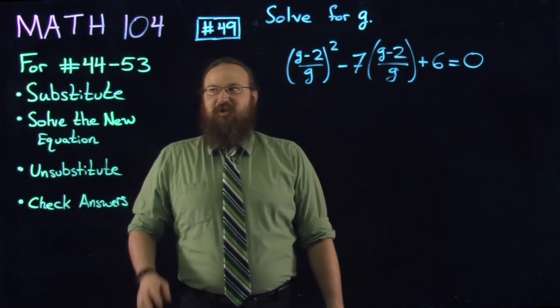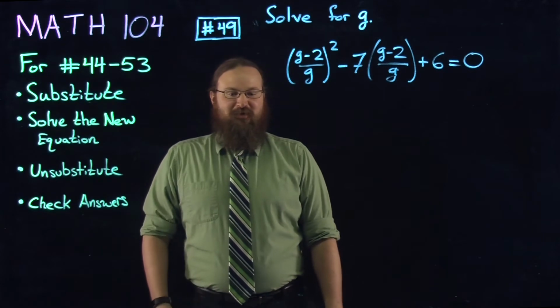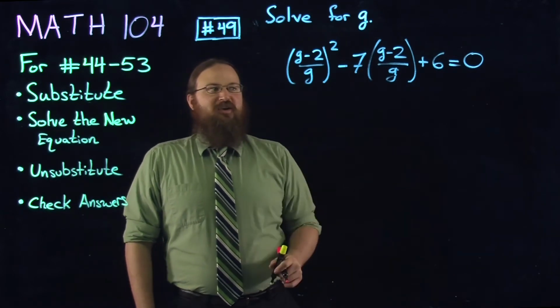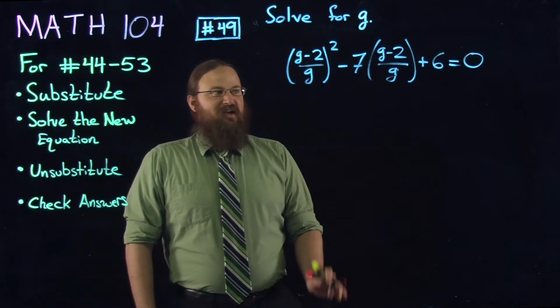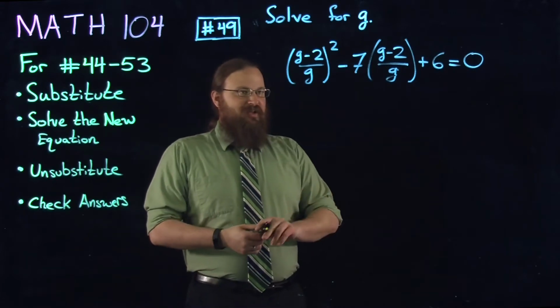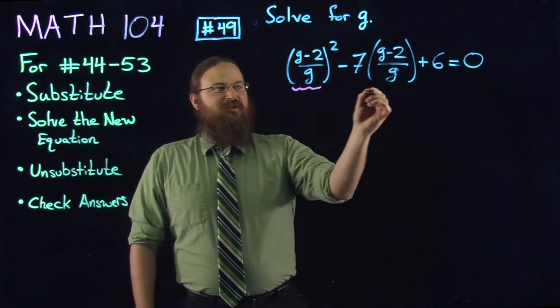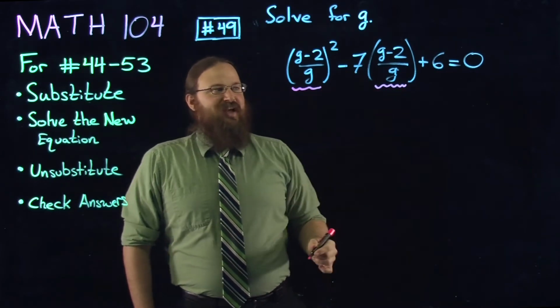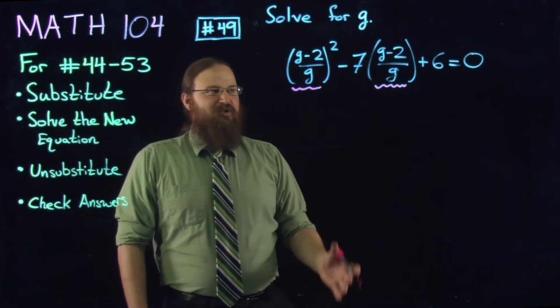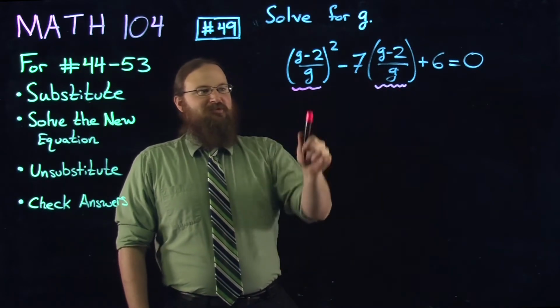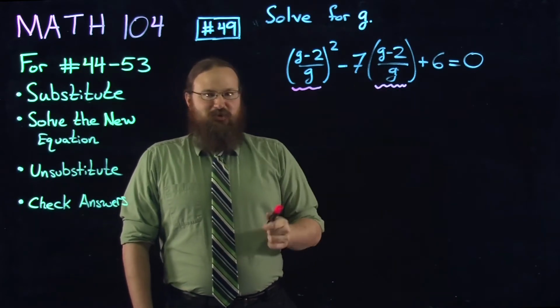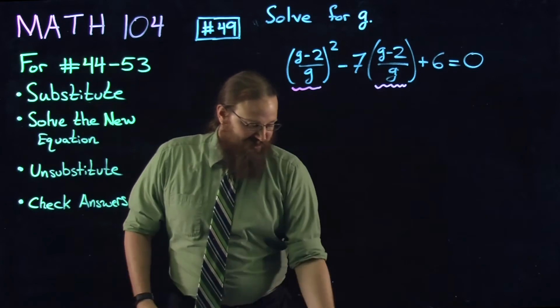This is number 49. It falls in the category of number 44 through 53, where we're going to be solving equations using substitution. Now when you look at this equation, we're looking for g, and the first thing hopefully you notice is that there's these two exactly the same expressions, pretty gross in the problem, but they're exactly the same. That's useful for us. We can use this to help us with the substitution.